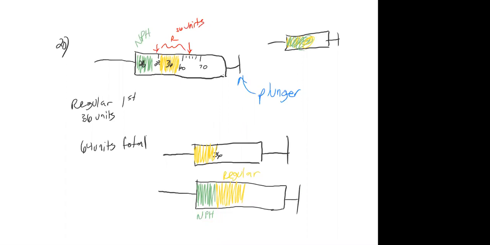But I think they try and get you to kind of navigate and rationalize that the regular would be drawn at first. And so what I always recommend is that you always indicate what you're drawing up first. 36 units, regular first, then make your total, then you make your mark at 64, your total mark at 64 units. And then, like I said, they may ask you to mark where the regular is, and just know that it's between the NPH and the total mark.